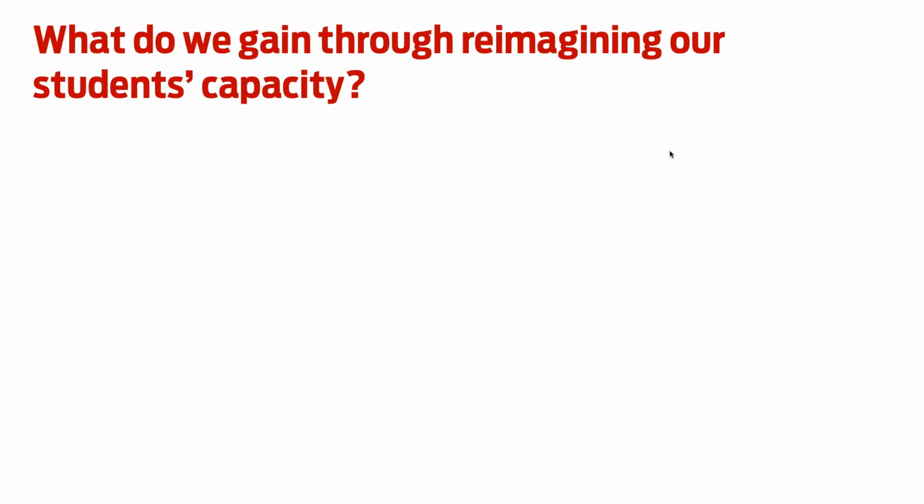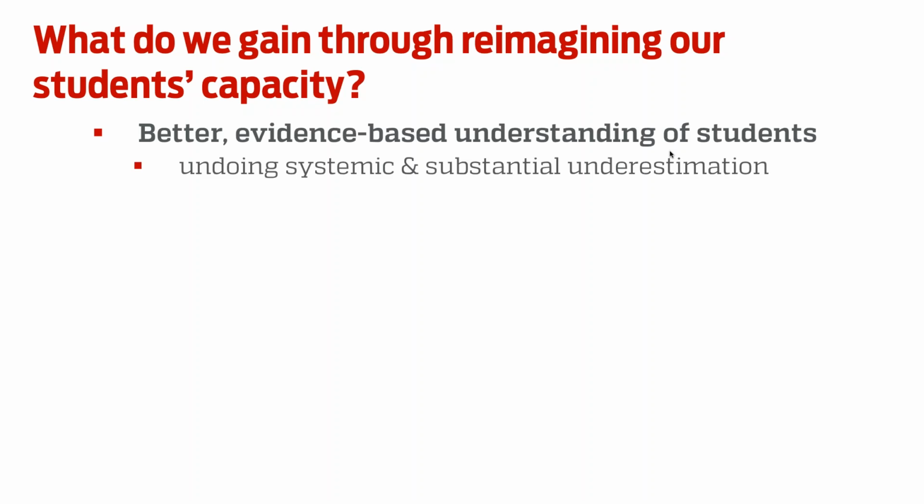So I just want to wrap on what I think we gained through reimagining our student capacity. And there's a lot to be gained here, and I think the other folks that you've heard from today have talked a lot about it, but I just want to underscore some of these things. The first thing, for me, that's very powerful, it's a better understanding of our students and what they're capable of. And that's so important for us to reset that, because we have been systemically and substantially underestimating their capacity to do college level work. All the evidence points to that.